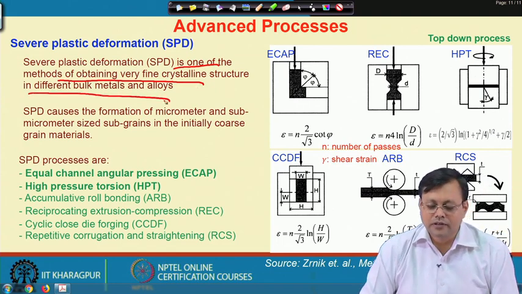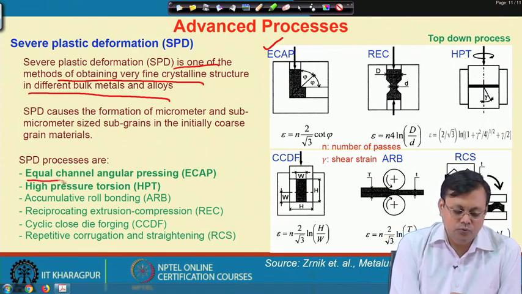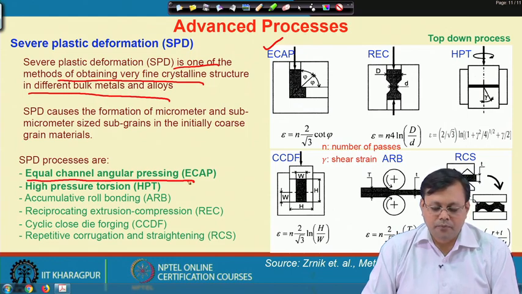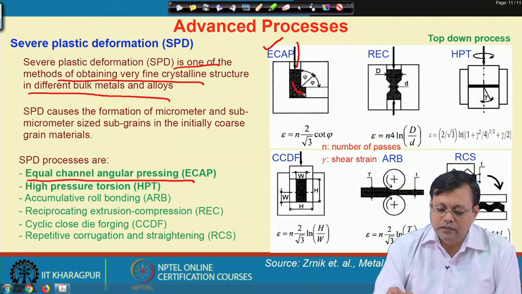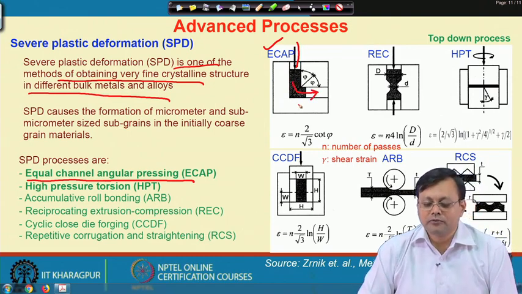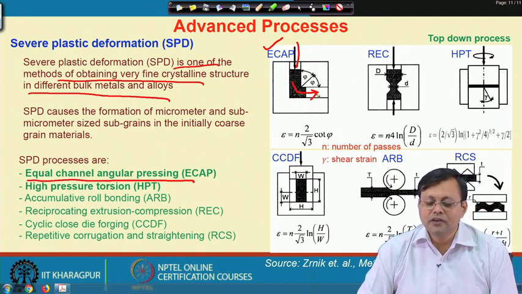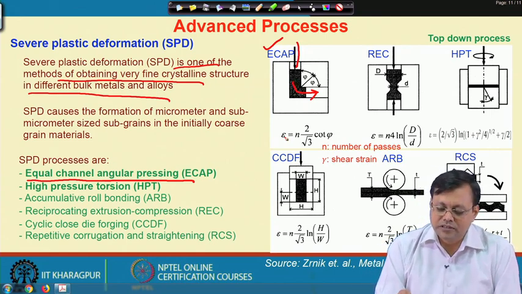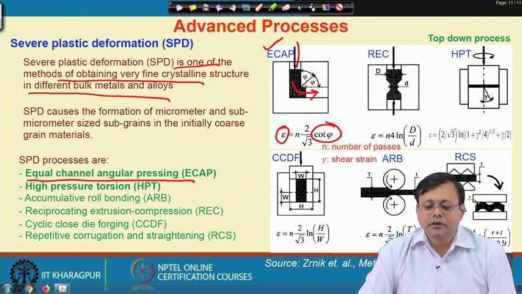Severe plastic deformation is one of the methods for obtaining very fine crystalline structure in different bulk metals and alloys. There are typical techniques like ECAP. ECAP basically means equal channel angular pressing. So, I pass a bulk solid through a channel, and the specimen moves at a particular angle, and because of that plastic deformation is introduced. There is an estimation of how much strain is involved, that is epsilon, which is linked with the cot of that angle of the bending.